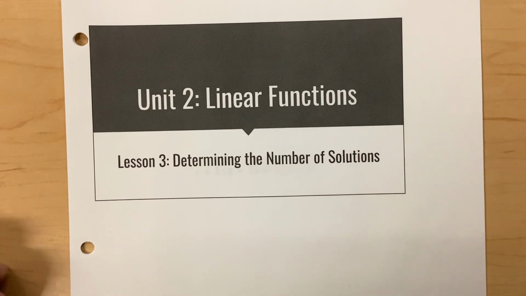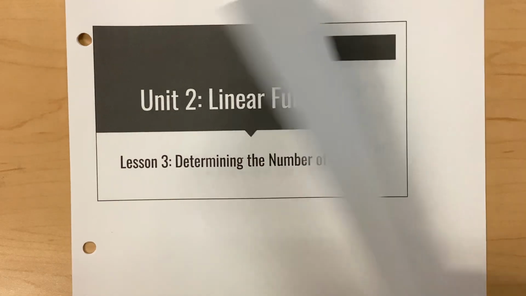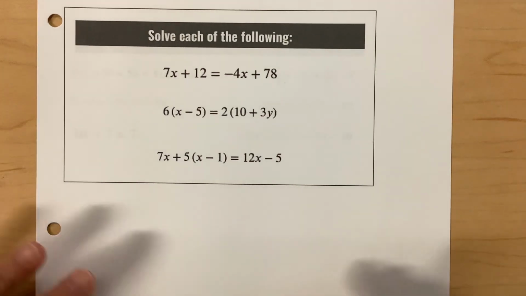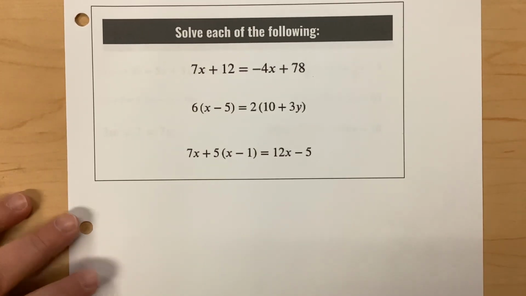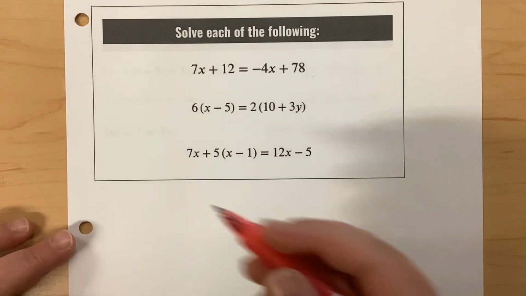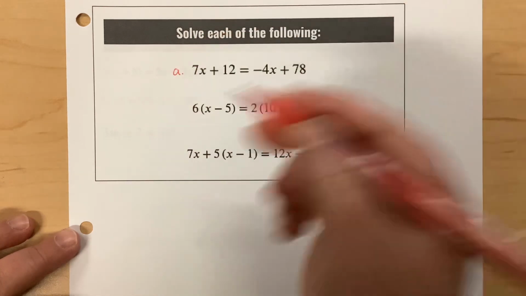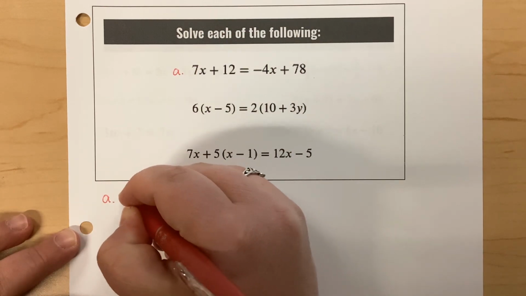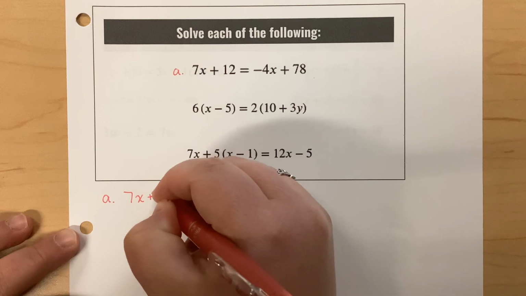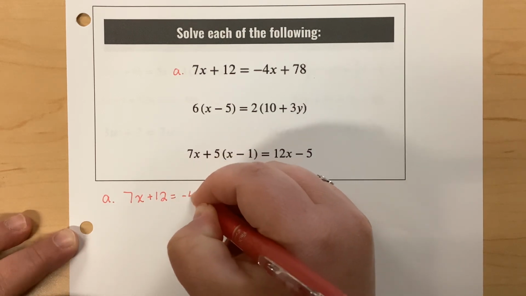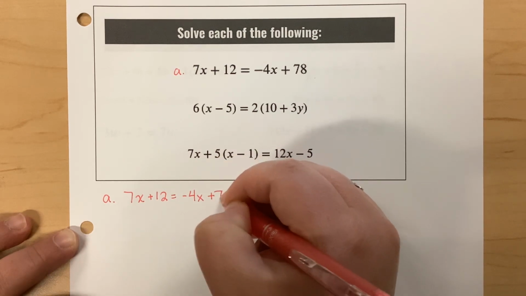Hey guys, in this video we are going to be talking about determining the number of solutions that a linear function has. So we're going to dive right into it here by talking about these three functions. All we need to do is solve each one. So we'll call this one problem A. Problem A is 7x plus 12 equals negative 4x plus 78.